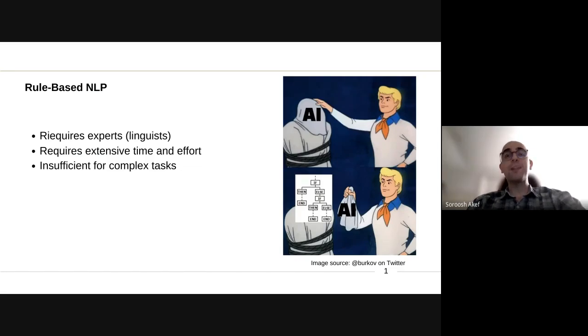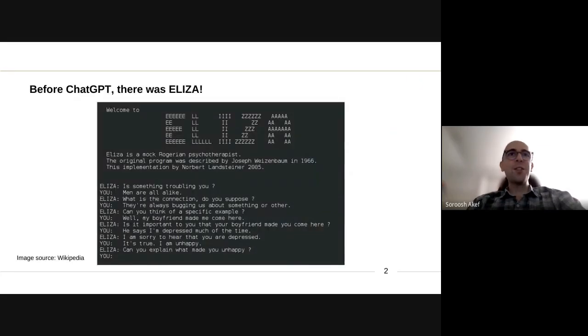So if you want to build something like ChatGPT, you're going to have a very hard time devising rules for it. But actually, we did have a chatbot using rule-based approaches in the 1970s called Eliza. And this chatbot was supposed to be a replacement for a therapist. So it would use the input that you would give it, and then it would try to mimic the role of a therapist. So you can see the conversation here.